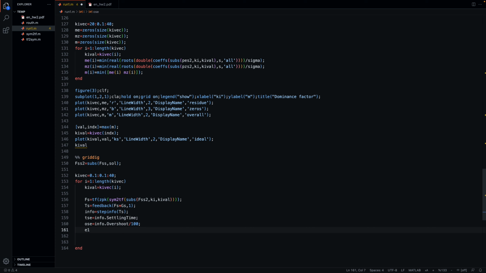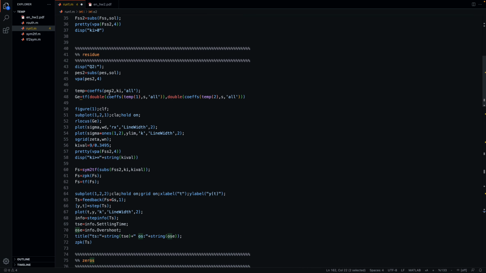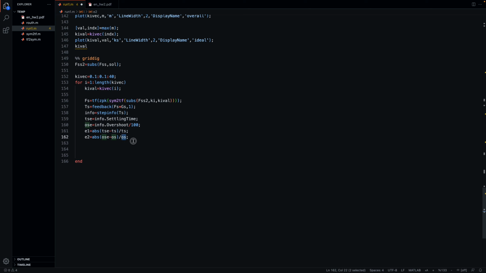because I'm going to transition into relative errors where I have the absolute value between TSE, which is the experimental result, and TS, which was the specification, and I'm going to divide this by TS so that I'm kind of normalizing it in terms of units so that it is relative to itself. And I'm going to do the same for OSE minus OS divided by OS, because overshoot was 10 divided by 100, so this is not percentage, this is a floating point number.